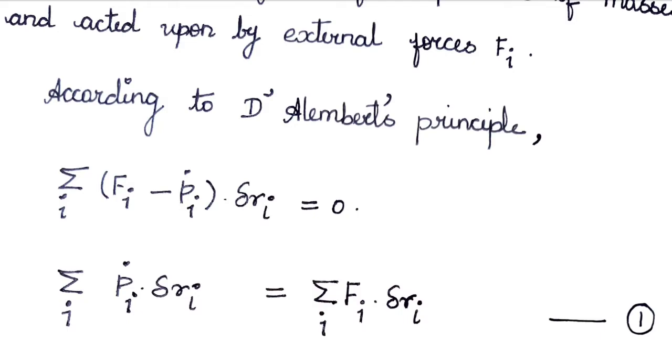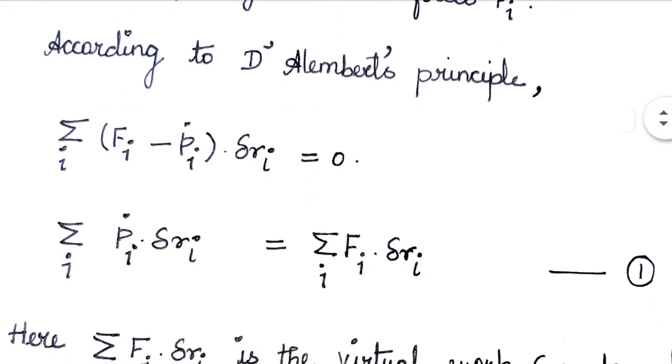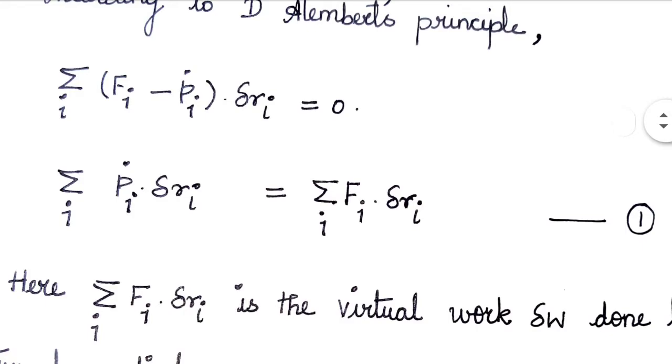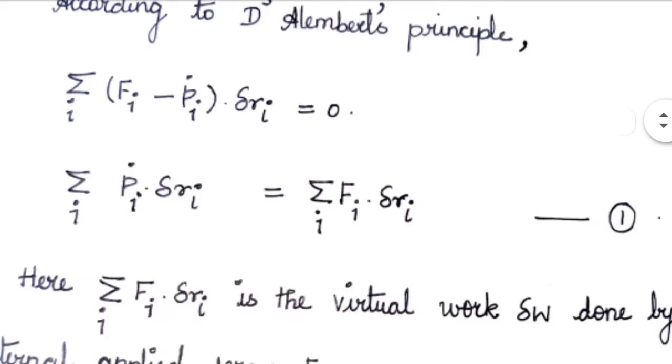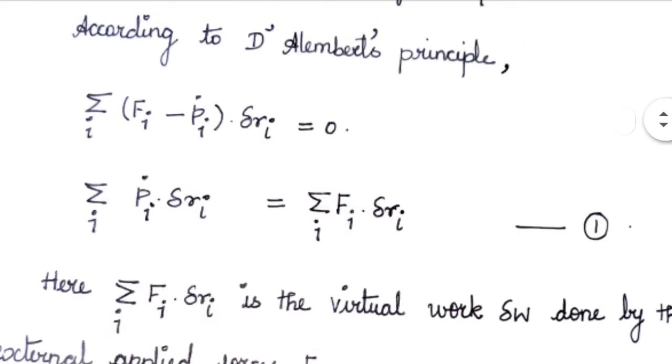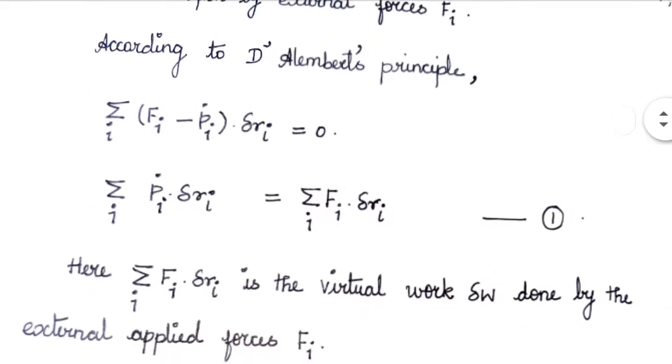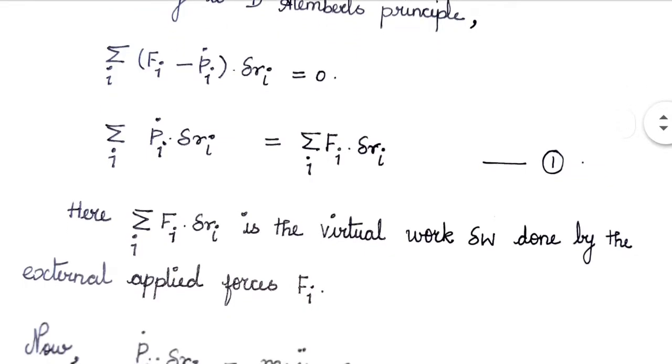For my convenience, I am taking this Fi into delta Ri to the right hand side. So, I get the sum over i of Pi dot into delta Ri is equal to the sum over i of Fi into delta Ri. We all know this Fi into delta Ri, that is the force into the virtual displacement, is nothing but the virtual work delta W done by the external applied forces Fi.